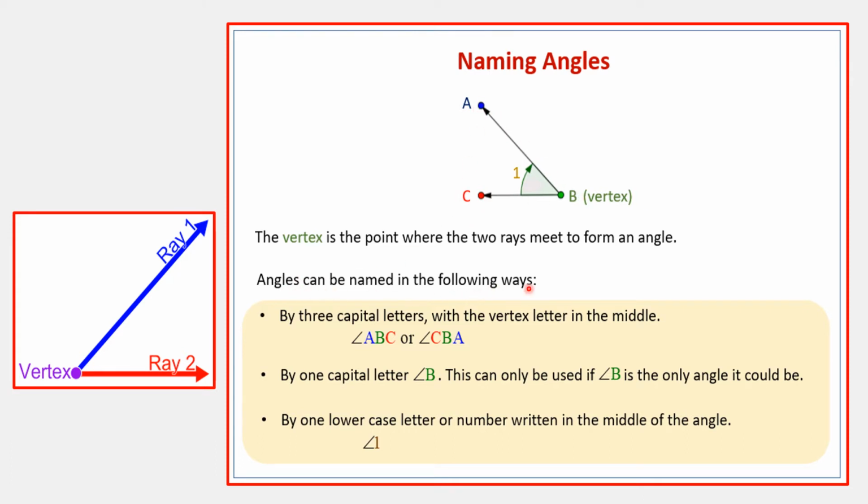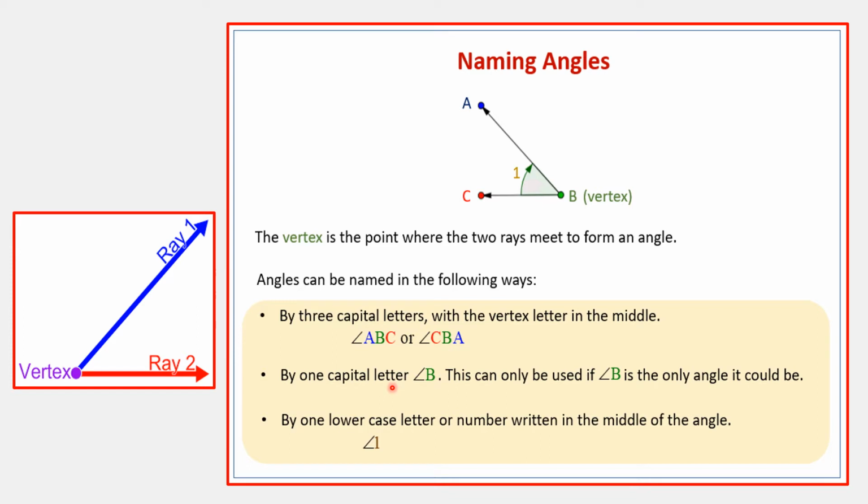An angle can be named in the following ways: by three capital letters with the vertex letter in the middle. So when you name an angle, the vertex is in the middle. Here you can see the example. The symbol of angle is like this: angle ABC, the vertex is in the middle, or angle CBA, again the vertex is in the middle. This is the vertex B.